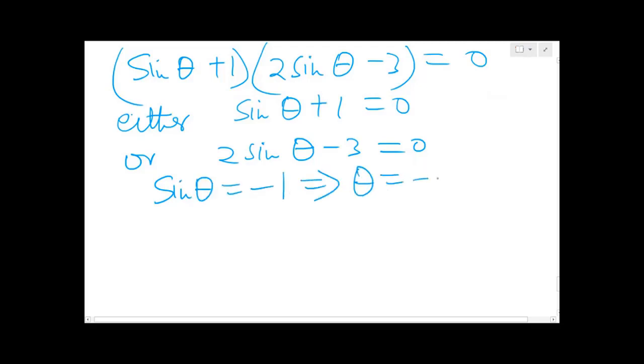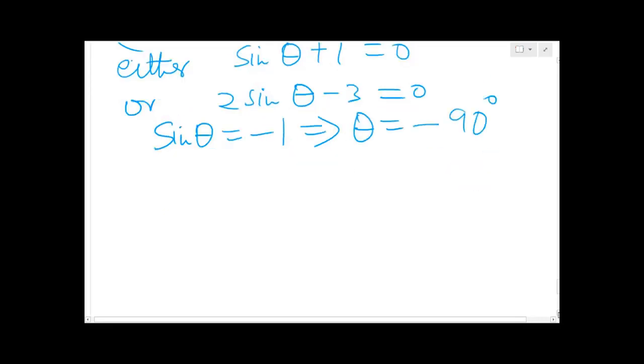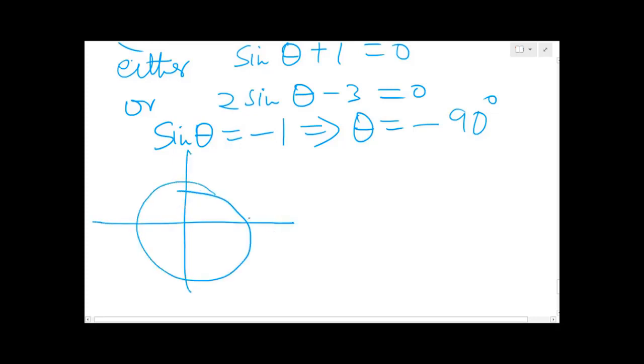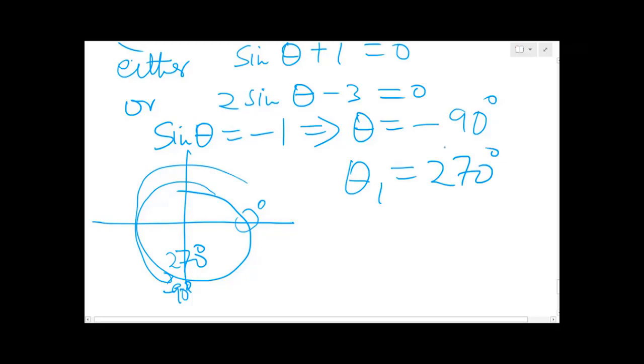is equal to minus 90 degrees. Notice that the value of theta we are looking for should be between 0 and 180 degrees, so we're going to go to the unit circle. We locate minus 90 degrees. This is 0 degrees, this is minus 90 degrees in the clockwise direction, whereas in the anti-clockwise direction the angle is equivalent to 270 degrees. Hence our theta 1 is equal to 270 degrees.